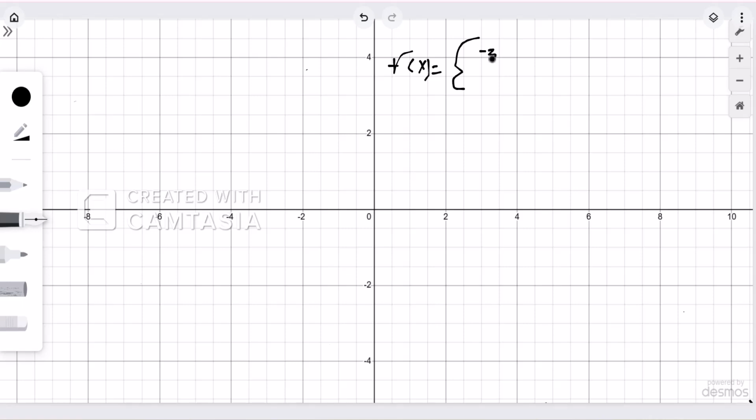So we're going to have negative 3x minus k when x is greater than 3. Let me erase that real quick. I don't really like it. Negative 3x minus k when x is greater than 3. And the bottom function is going to be 2x squared when x is less than or equal to 3.